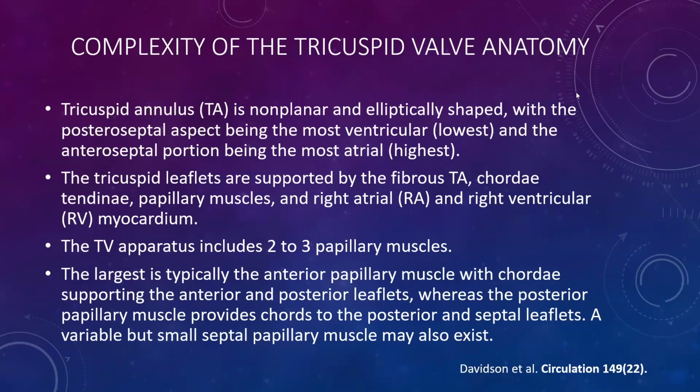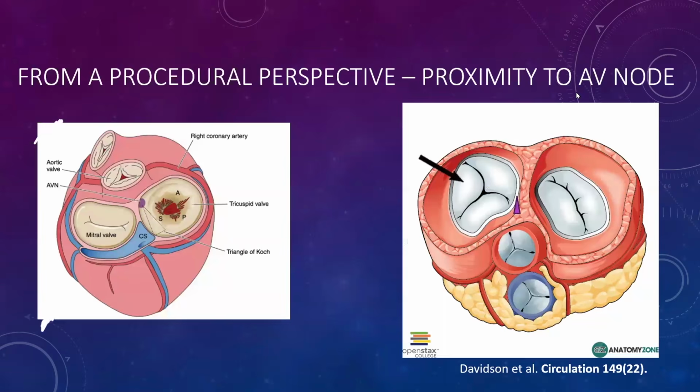As I said, the tricuspid leaflets are supported by the chordae tendineae and papillary muscles, and they typically have 2 to 3 papillary muscles, the largest being the anterior papillary muscle with chordae that support the anterior and posterior leaflets, and then the posterior papillary muscle that has cords to posterior and septal leaflets, and then a variable but small septal papillary muscle that sometimes doesn't exist.